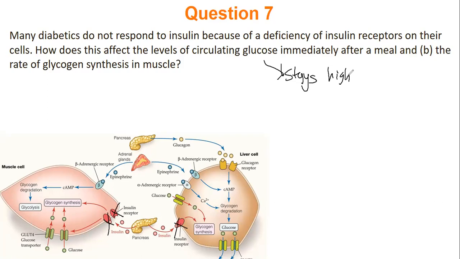And what that means is that you have a lower amount of glycogen synthesis in your muscles because your muscles don't know glucose is available, so they will break down glycogen instead. It'll break down your storage because your muscles think, oh, we haven't been eating for a long time. I need glucose. Let's start breaking down our emergency storage.